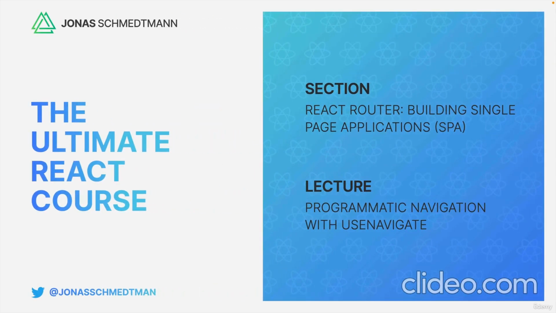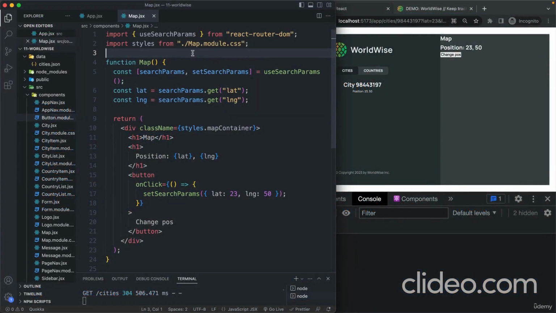Next up, let's learn about programmatic navigation with the useNavigate custom hook. So programmatic navigation basically means to move to a new URL without the user having to click on any link. And a common use case of this behavior is right after submitting a form. So many times when the user submits a form, we want them to move to a new page in our application automatically, so without having to click on any link. And so then we can use programmatic navigation to achieve that.